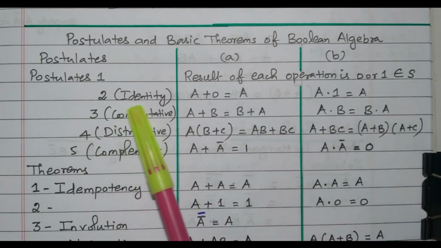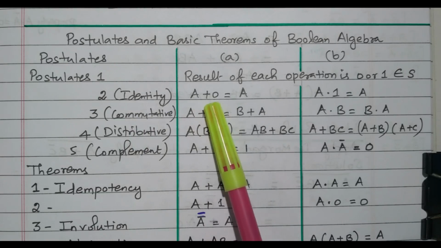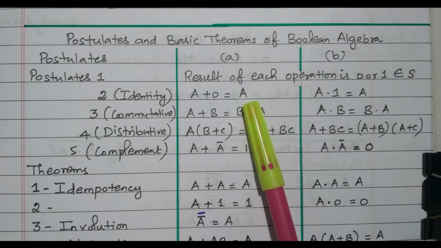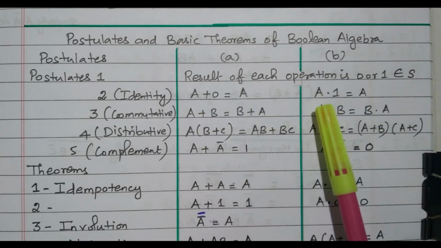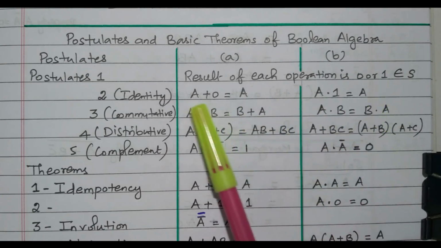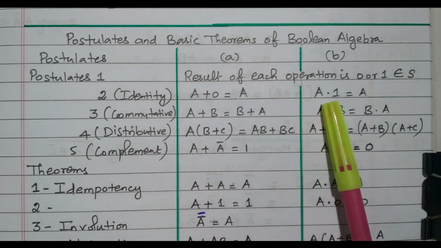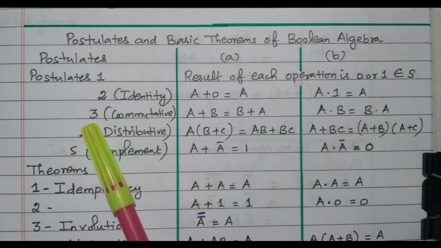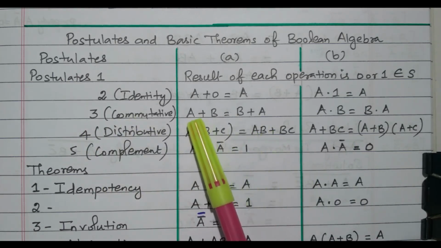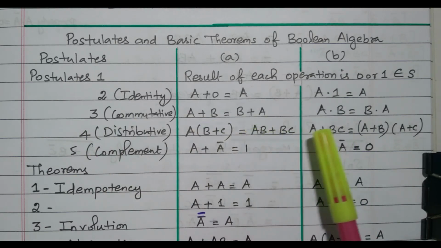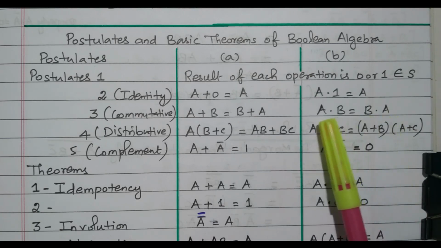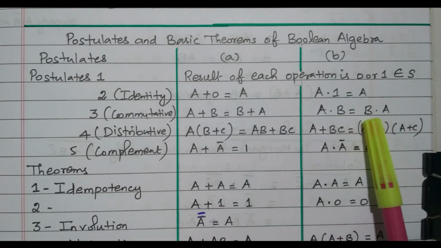So the input variables as well as the result belong to S. Then the second one, identity. Identity is A plus 0 equals A. With variable A, if we add 0, we get the same variable. Similarly, A dot 1: if we multiply a variable by 1, we get the same variable. So A plus 0 is A, and A dot 1 is A. Then the third one, commutative. A plus B can be written as B plus A. Similarly, A dot B is equal to B dot A. We can multiply in either order, AB or BA.